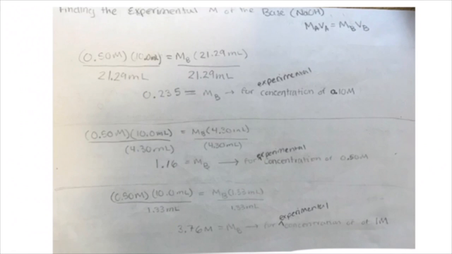This shows the equation molarity of acid times the volume of acid equals the molarity of base times the volume of base to find the experimental molarity. We got 0.235 for the first experimental molarity, 1.16 molarity for the second independent variable, and 3.76 molarity for the third.